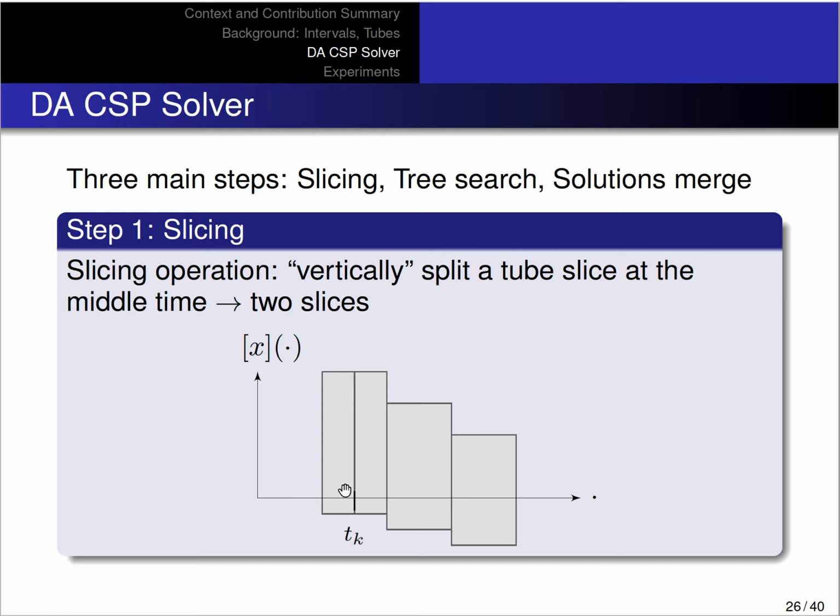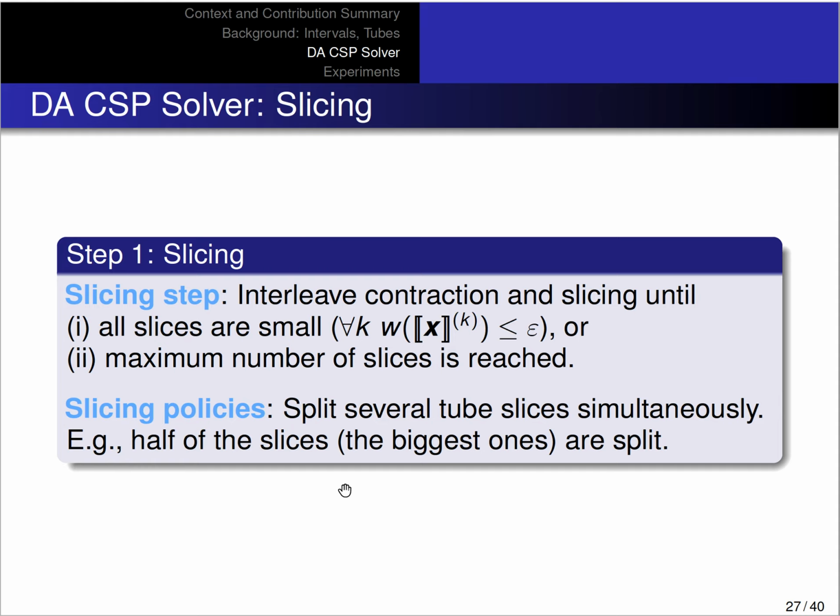This interval sampling operation is useful to limit the wrapping effect, and thus to improve the interval numerical method used to compute solutions of dynamical systems. The slicing phase interleaves contractions and slice splitting until all slices are sufficiently small, I mean in the x dimensions, or until a maximum number of slices is reached. The best slicing policy splits several slices simultaneously between two contraction steps. For instance, we split half of the slices and the largest one.